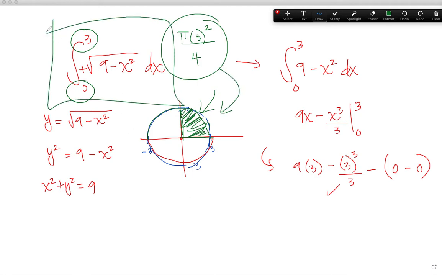Now in Calc BC, and I'm sure you'll take more math in the future, you will learn a really convoluted, long way to get to the same answer, which is pi times 3 squared over 4. You'll get to the same place, only instead of interpreting it as a circle, you will learn the technique by which you can find the antiderivative of the square root of 9 minus x squared. But we don't need to worry about that.